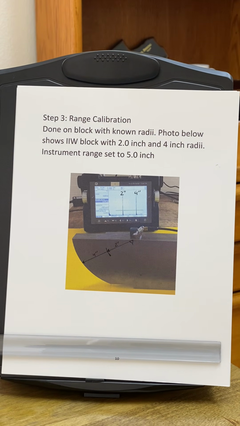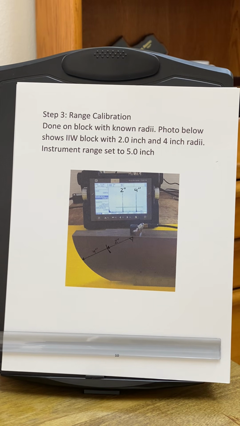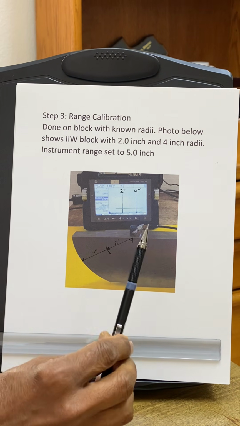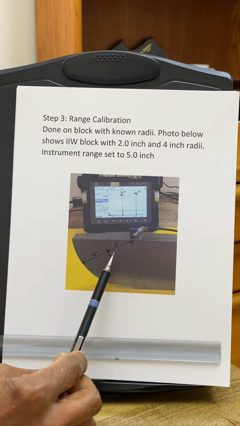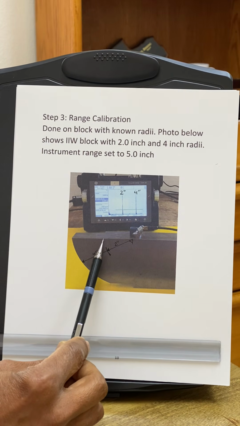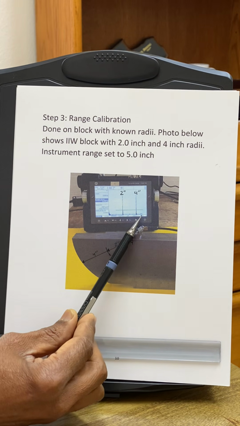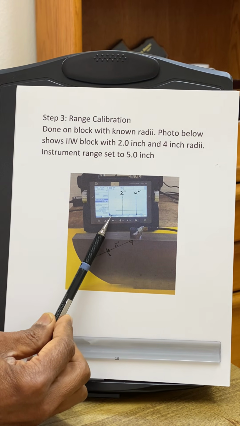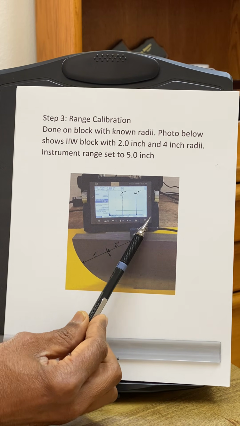Next step is very straightforward. You do the range calibration. Depending on the thickness of the weld, we will set up the range. In this case, we are trying to set up a 5-inch range, and we are using an IIW block, which has two radii cuts at 2-inch and 4-inch, and you can see the signal here at 2-inch and 4-inch. So this is a 5-inch screen, which means 0 is here, 1 here, 2, 3, 4, and 5 here.